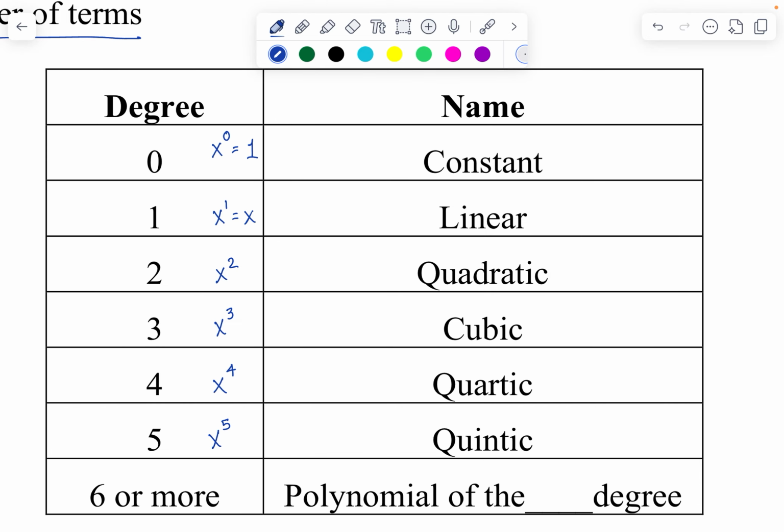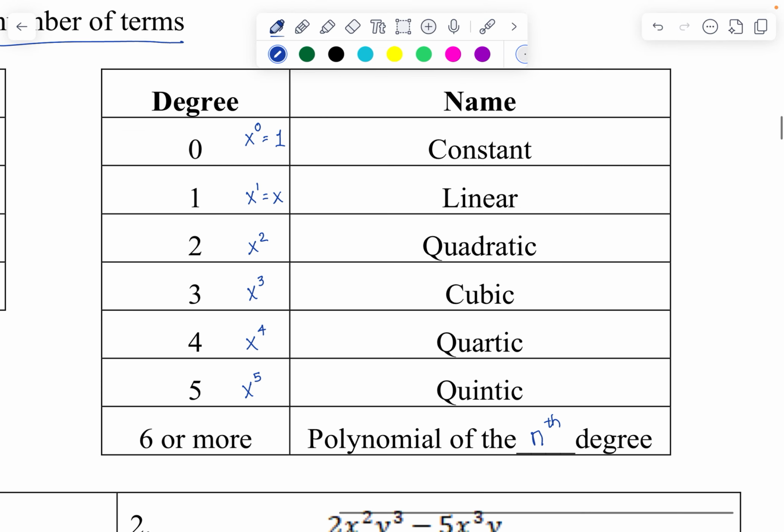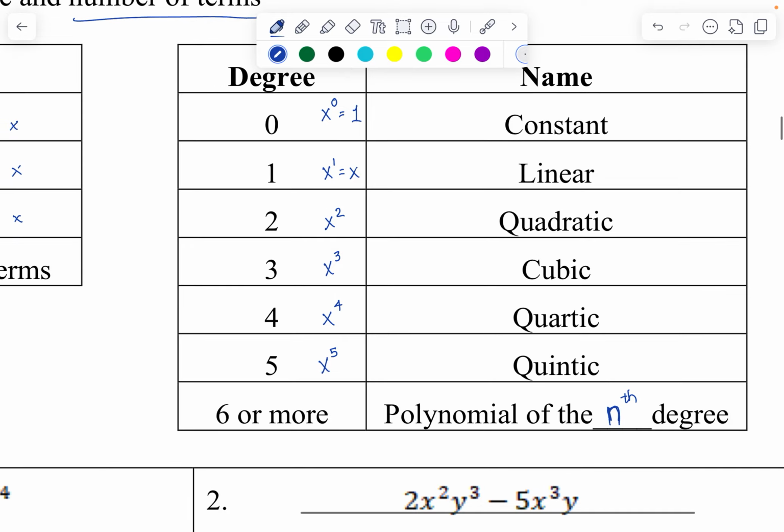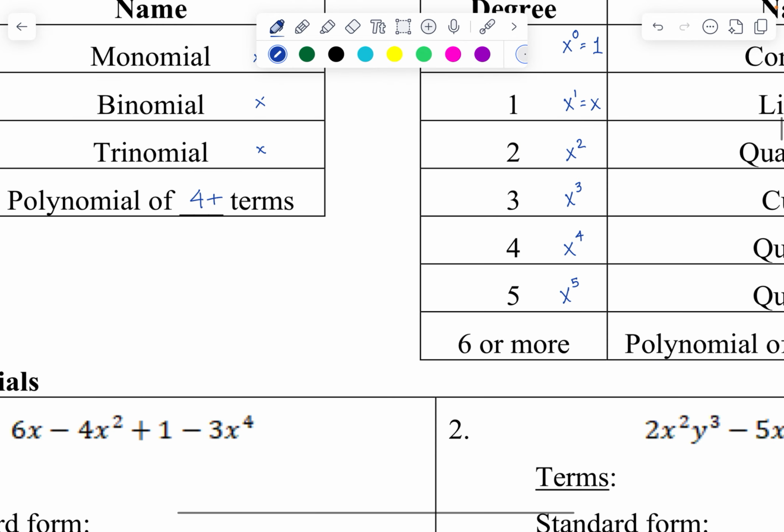6 or more is a polynomial of the nth degree. We'll just call it nth. Okay, n symbolizing more than 5, 6 or more. Okay, so if it's 6, you would write 6. If it's a 7th degree, you would write 7, so on and so forth.